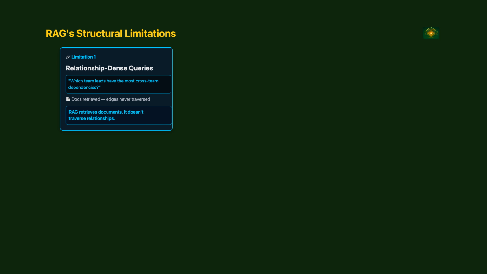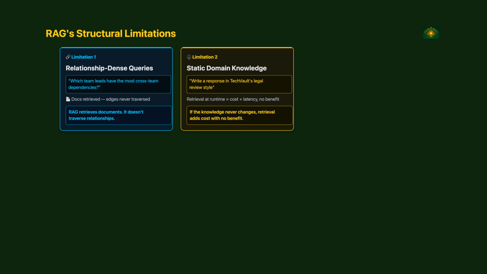Relationship dense queries: who reports to whom, which components depend on which. Vector search finds similar text, it can't follow a dependency graph. Static domain knowledge: if TechWall's legal style never changes, retrieving examples every query is waste. That knowledge belongs in the model weights.